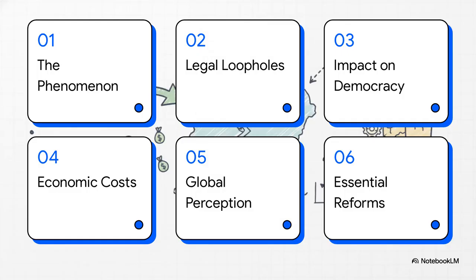So here's our UX roadmap for this explainer. First, we'll look at the cross-carpeting phenomenon itself. Second, exploiting constitutional loopholes. Third, the impact on democracy. Fourth, the economic costs of defection. Fifth, international perception. And finally, essential reforms for stability.